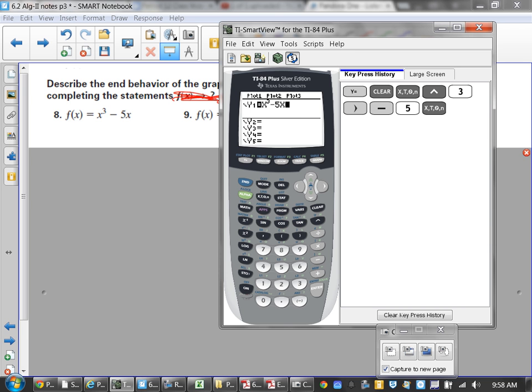Very excited, I can see. I'm so confused. All you do is press buttons. X cubed.